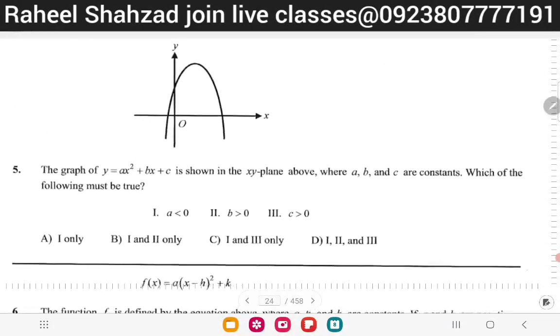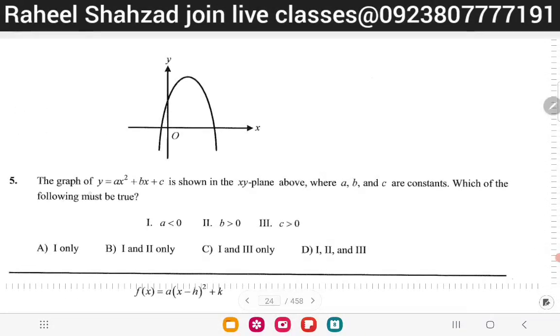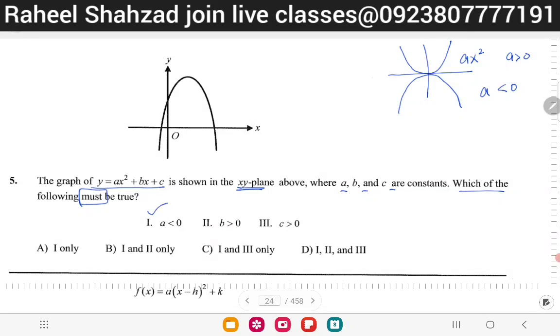Now this part says y equals ax square plus bx plus c is shown in the xy plane above, where a, b and c are constants. Which of the following must be true? So for sure it is opening downward. We know that for quadratic curves, ax square, if a is positive, that's opening upward, and if a, the coefficient of x square, is negative, it's opening downwards. So if it is opening downward, a is negative. Okay, this is for sure true.